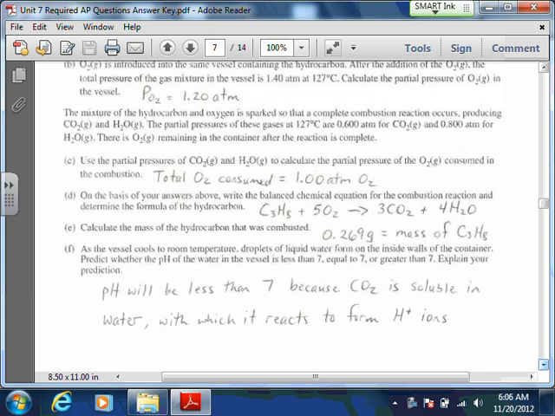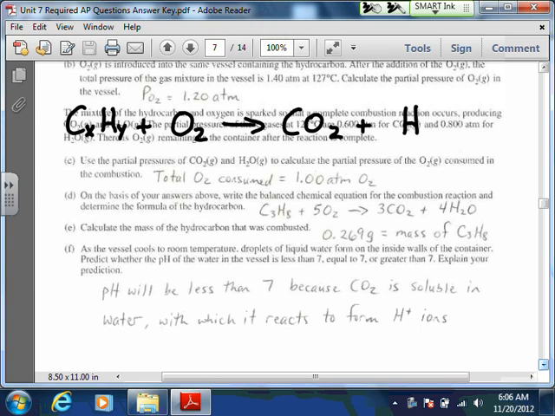Then what you have to do, and this is even more tricky, I think. It says based on the answers above, write the balanced chemical equation for the combustion reaction and determine the formula of the hydrocarbon. Okay, so what we know right now, we know CxHy. We don't know what the hydrocarbon is, but we know that when we add it to oxygen, it's going to give us CO2 and H2O. Okay.